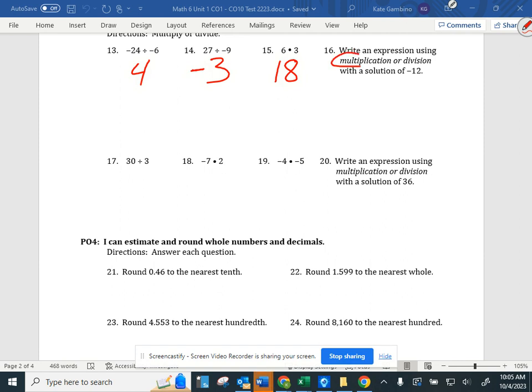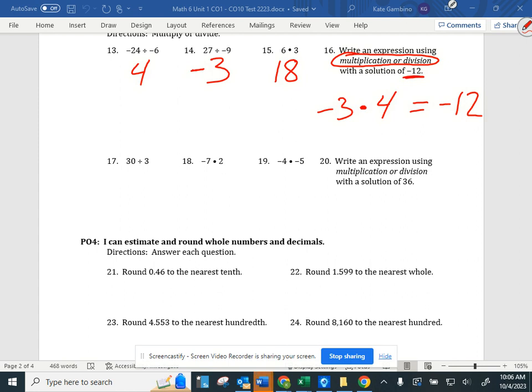This time we're using multiplication or division, and our answer has to equal negative 12. So if our answer is going to be negative, we know in our problem, one of our numbers has to be negative, the other one has to be positive. So you could do negative 3 times a positive 4. You could have done negative 24 divided by 2. Okay. As long as your answer equaled negative 12.